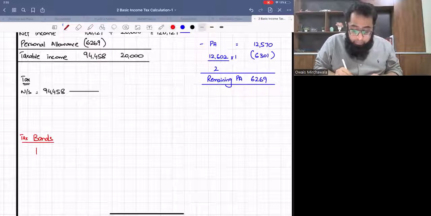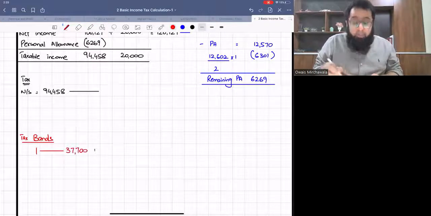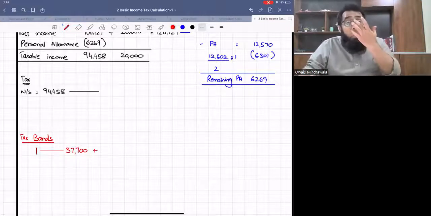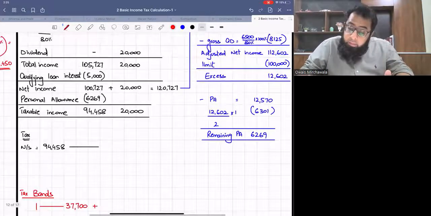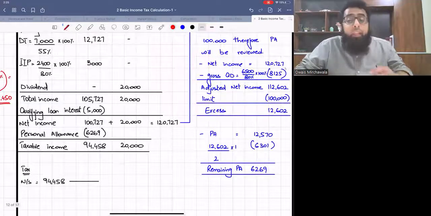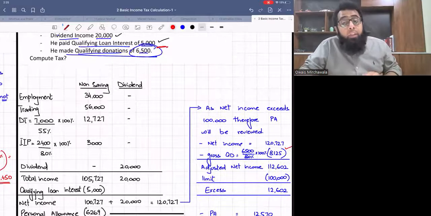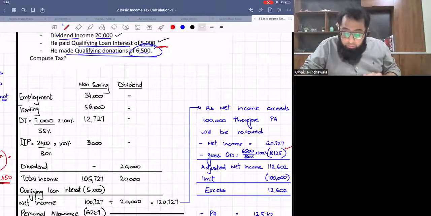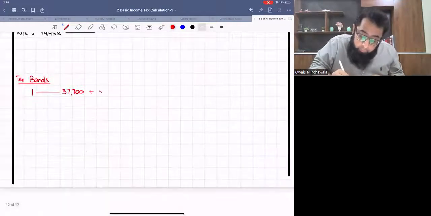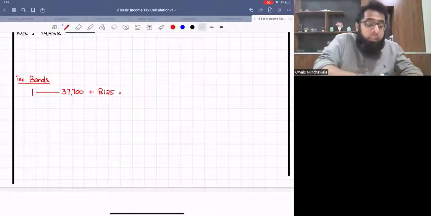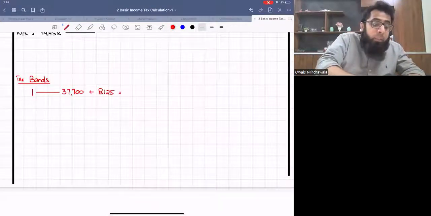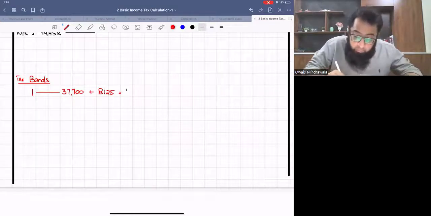Our basic rate band is still 37,700. This will get extended by the gross qualifying donation. The gross qualifying donation is 8125 because we contributed 6,500. When we grossed it up, it was 8125. So 37,700 plus 8125, this gives us 45,825.